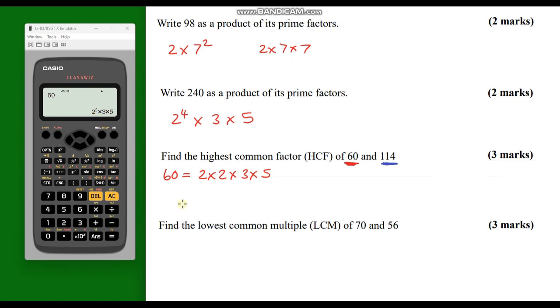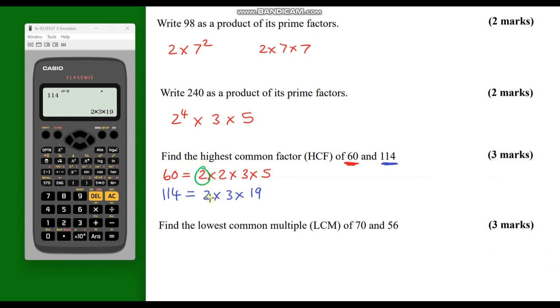And then if we do the same for 114, so 114 equals, and then click these buttons, and then we get our answer. So 2 times 3 times 19, and now we've got them written as the product of their prime factors. We can easily identify what the highest common factor is. So what do both of these numbers have in common?